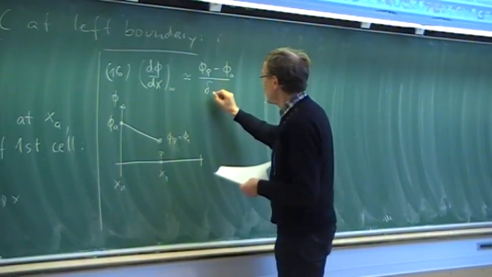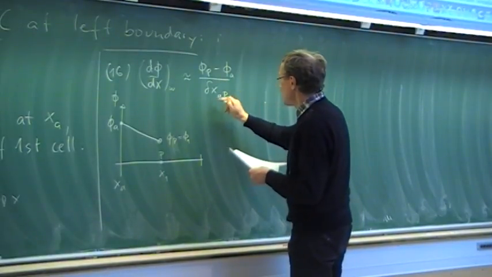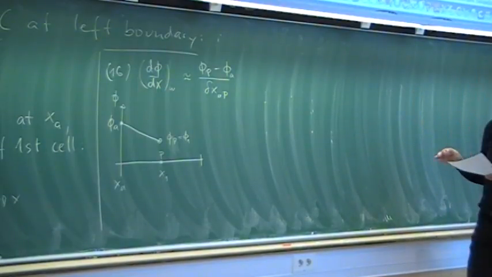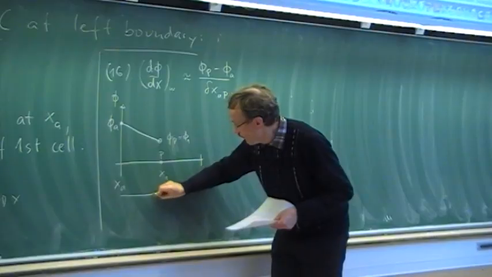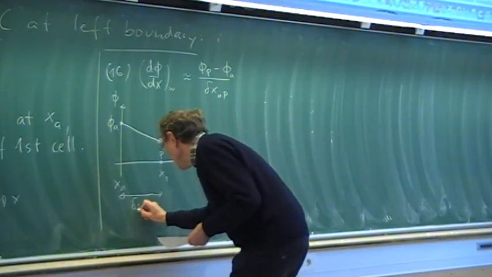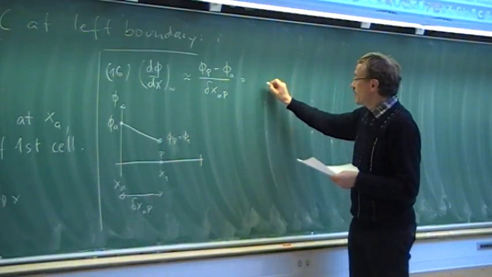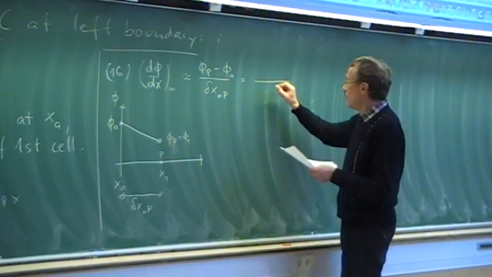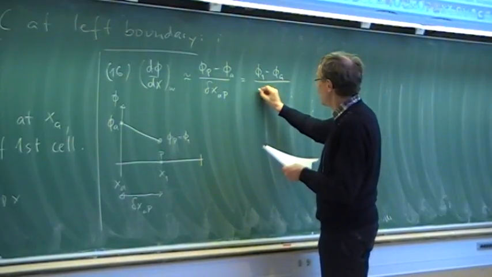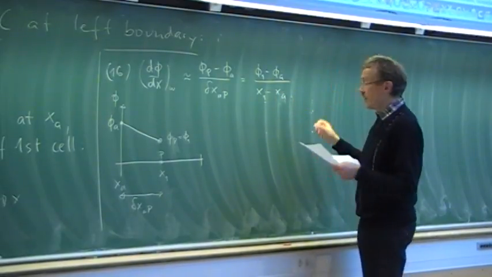And therefore we have also introduced this notation for that. That is the distance between point P and point A. So that is this distance here, the distance delta xAP. Or we write it in the index notation as phi 1 minus phi A divided by x1 minus xA. So that is the finite difference approximation.